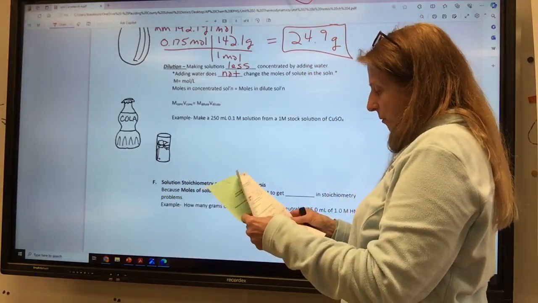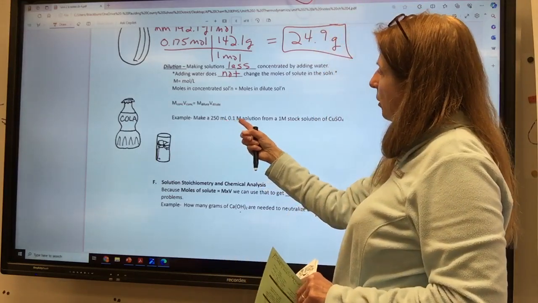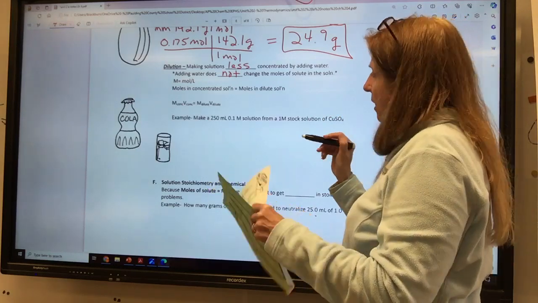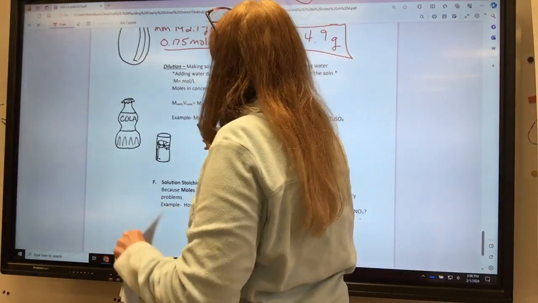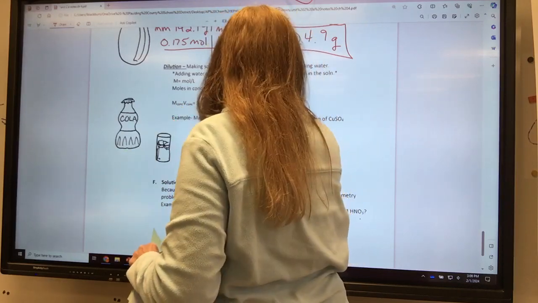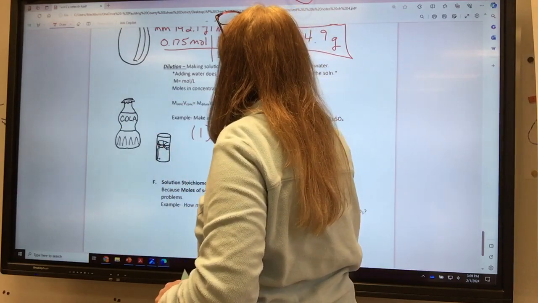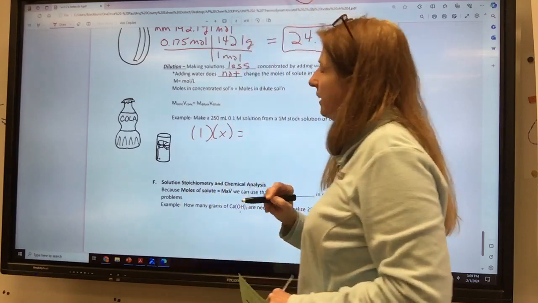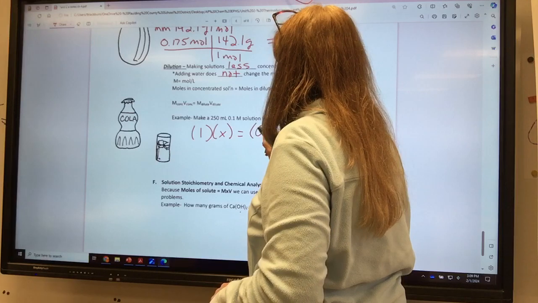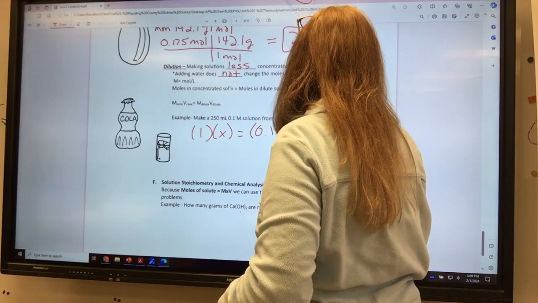Okay, for example, we're going to figure this out. We want to make a 250 milliliter 0.1 molar solution from a 1 molar stock solution of copper sulfate. Okay, so my concentrate molarity is 1, and I don't know how much concentrate I need, so that's my X, because I need to find out how much I need. But the molarity I want when it's all done is 0.1, and the volume I want when it's done is 250 milliliters.